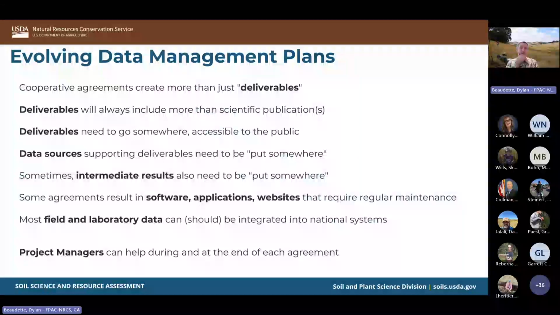Also, I think most field and laboratory data that are generated by or through a cooperative agreement can and should be integrated into these national systems. So into NASIS, into our laboratory records. And there's ways that can happen, and a long history of that happening. And I want to emphasize here that project managers are the ones who can help out during and at the end of each agreement to make sure that all of this happens.